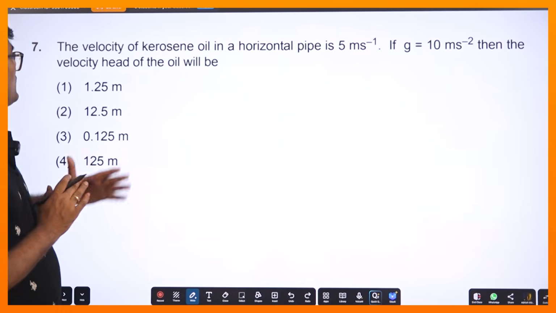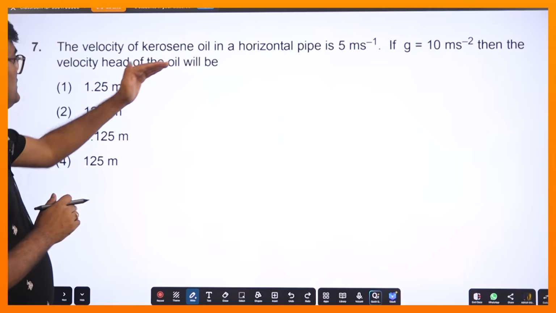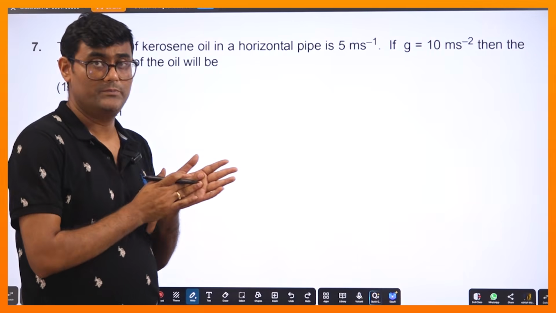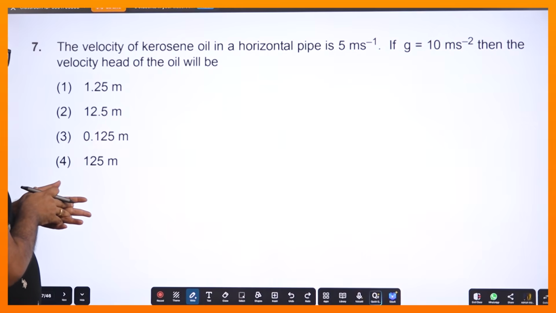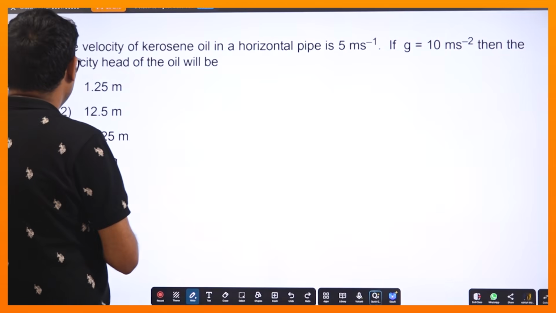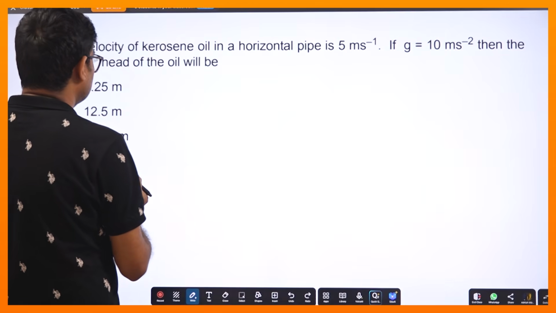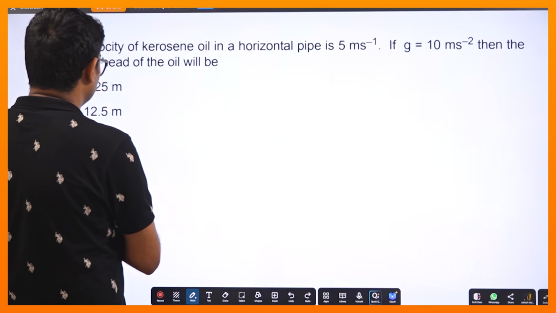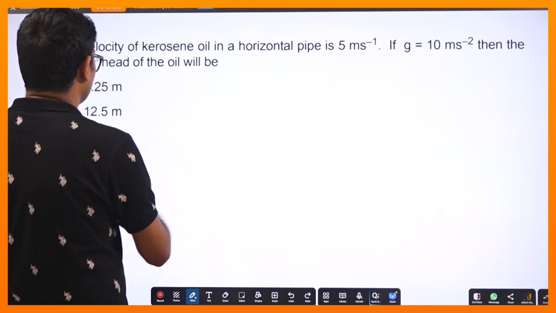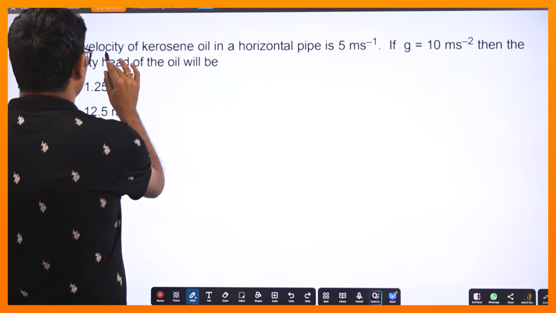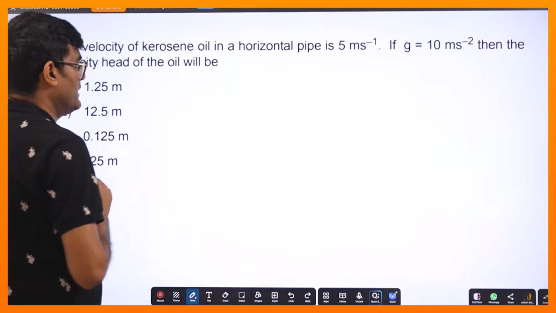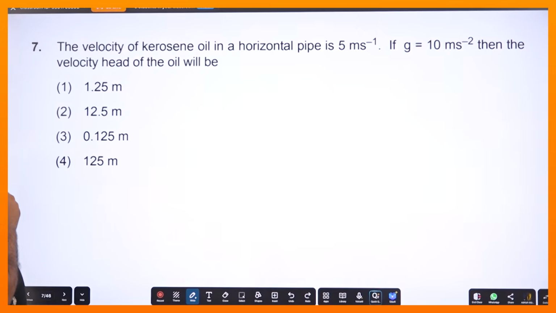The velocity of kerosene oil in a horizontal pipe is 5 meter per second. If g is 10 meter per second square, what is the velocity head of the oil? Okay. So it is asking for velocity head. Half rho v squared is the pressure term. Velocity is given as 5 meter per second. Then what is the velocity head?